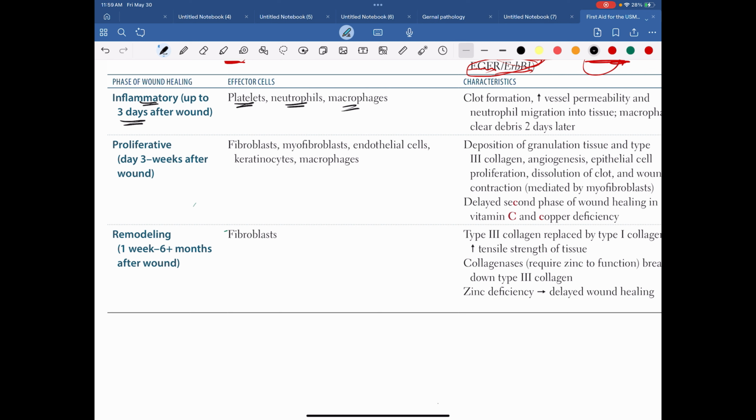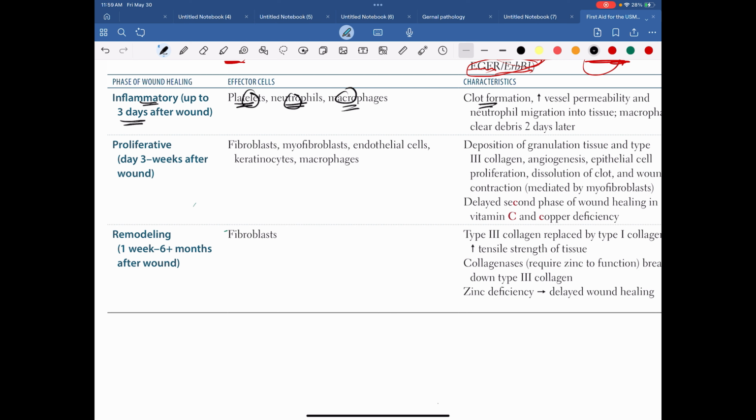And the cells which are going to participate in this phase are platelets, neutrophils and macrophages. Then after that, they mention here what the characteristics of this phase are. So there is clot formation. The clot formation occurs in the inflammatory phase.